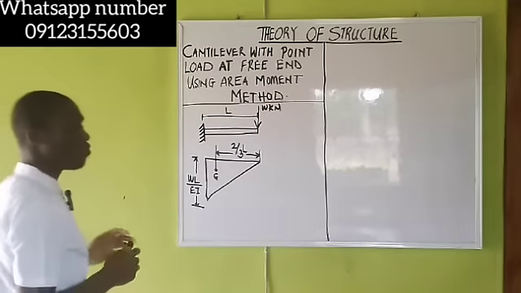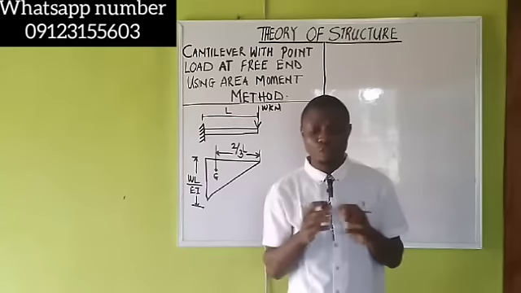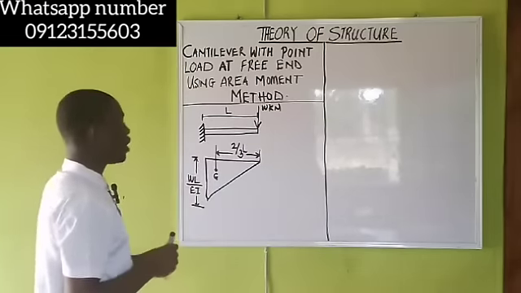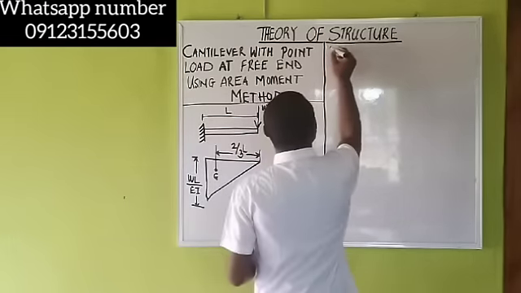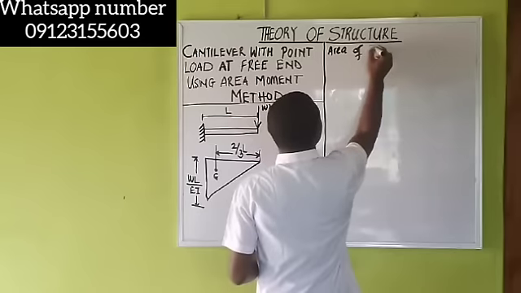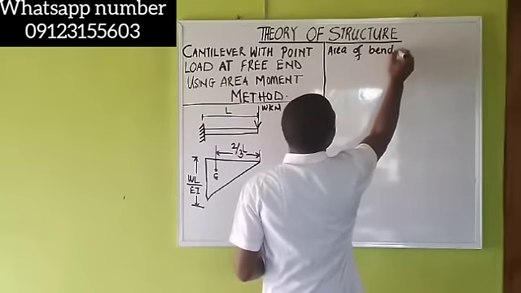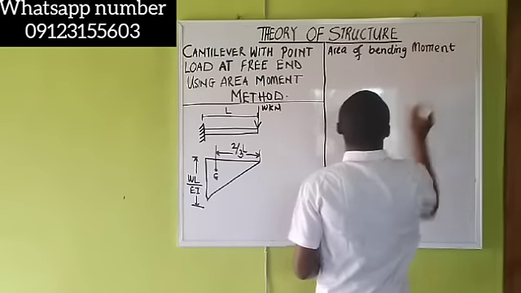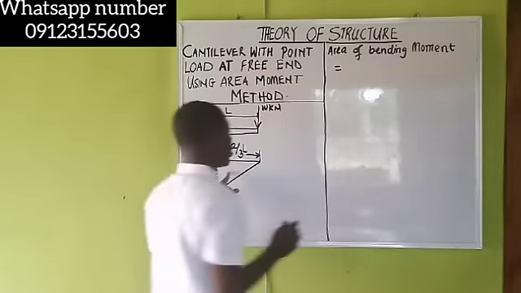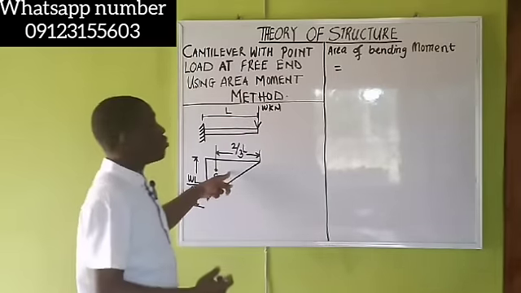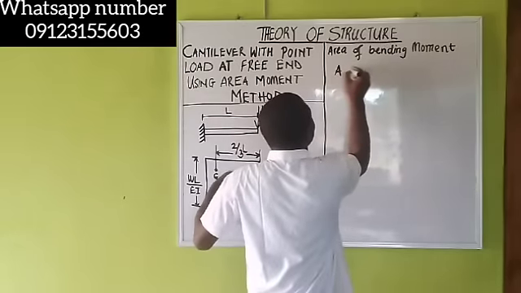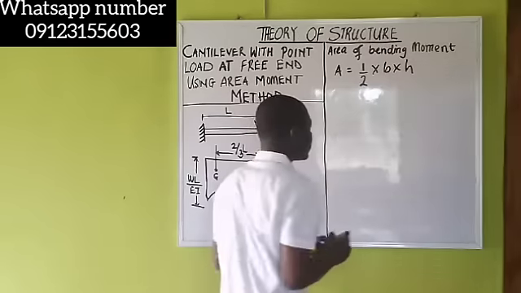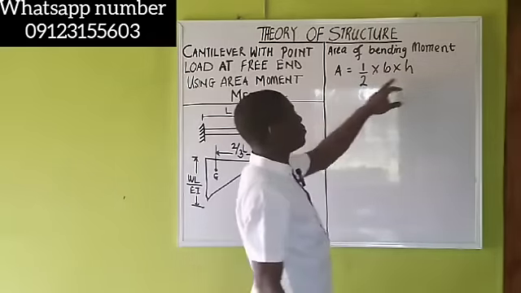Now my first task is to look for what? The area of the bending moment. That's the first task. After I've drawn this out, look for the area of the bending moment. Bending moment is equal to, this is a triangle, right? Apply the area of a triangle. That becomes area is equal to 1 over 2 times what? Base times height. Right? 1 over 2 times base times height.